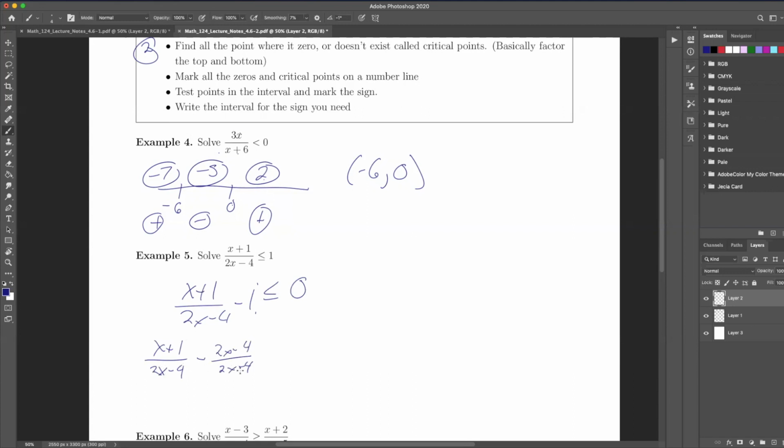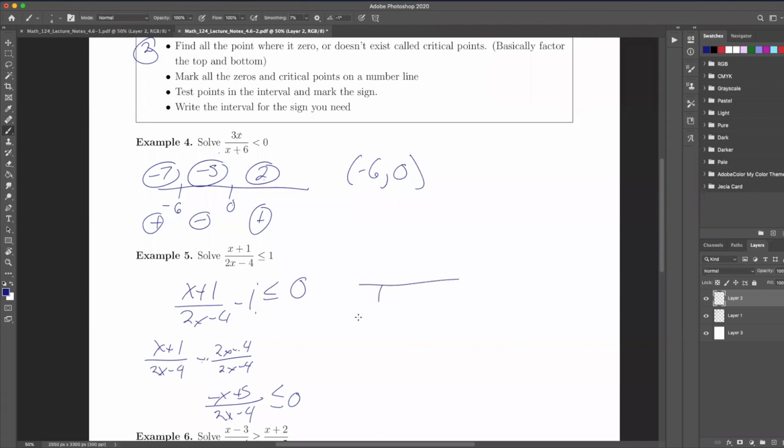Now I can put this together, and the top part can go together. So x minus 2x will be minus x. 1 minus a minus 4, so 1 plus 4 will be plus 5. All over 2x minus 4, and we'll set that less than or equal to 0. Okay, so now I have what I want. So I'll make my little number line here.